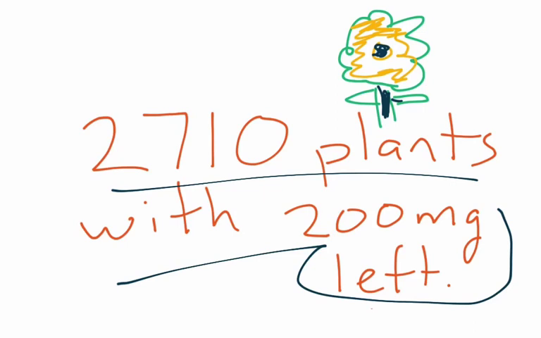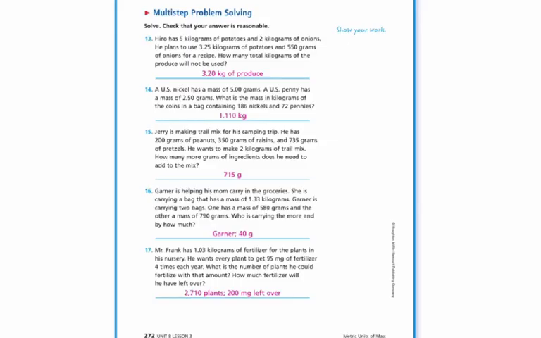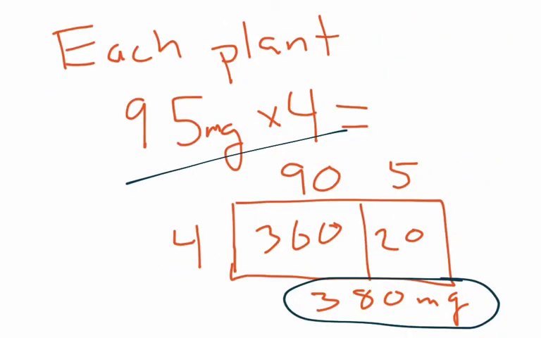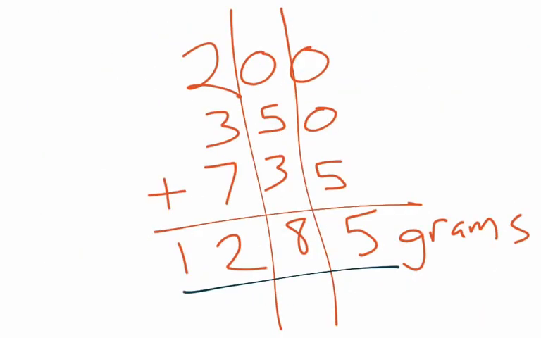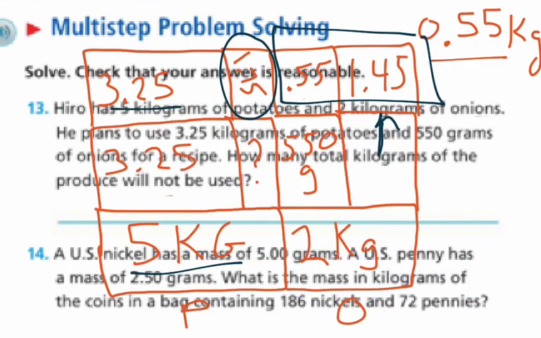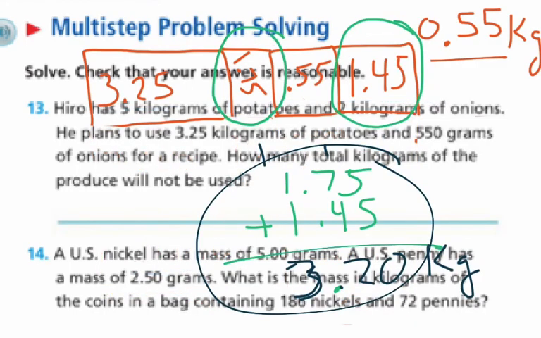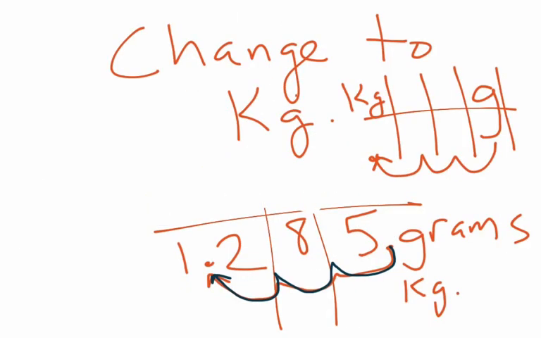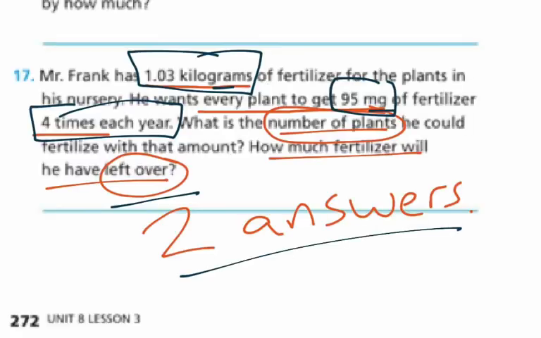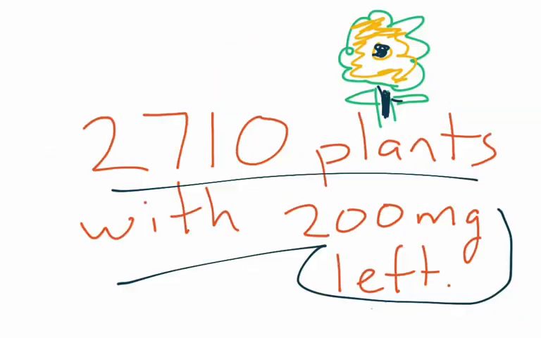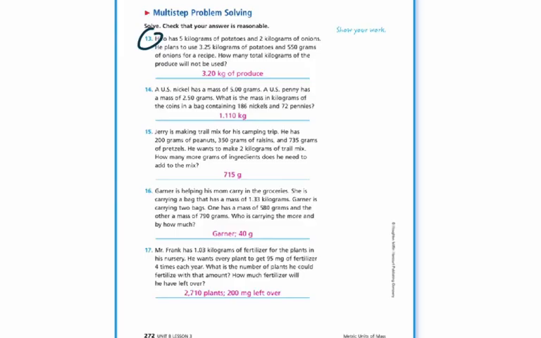All right, finally I want to check my answers because I don't know if I got these right, but I will check now. So for number 13, I had 3.2 kilograms of produce. Let's see what I got. For 13, 3.2 kilograms of produce. Excellent. For number 15, 715, and number 17, 2,710. So I got that right.